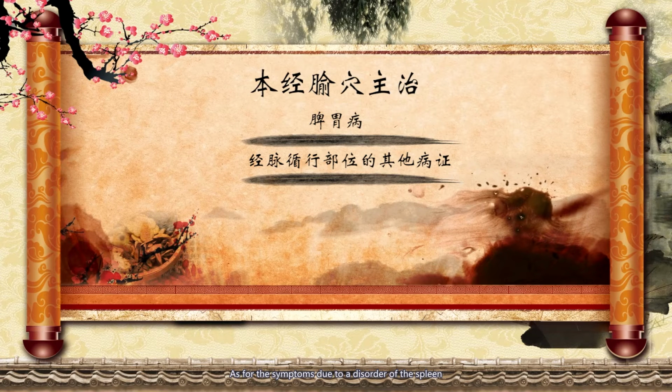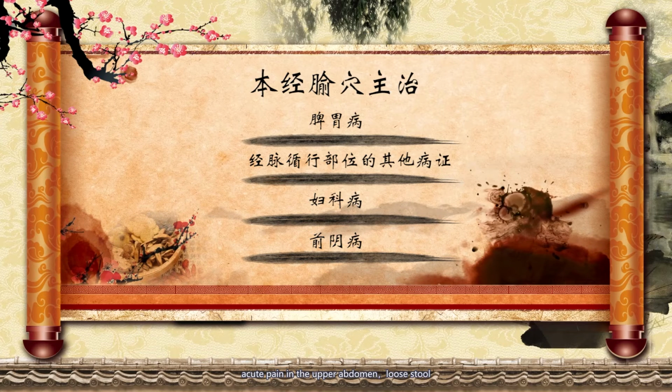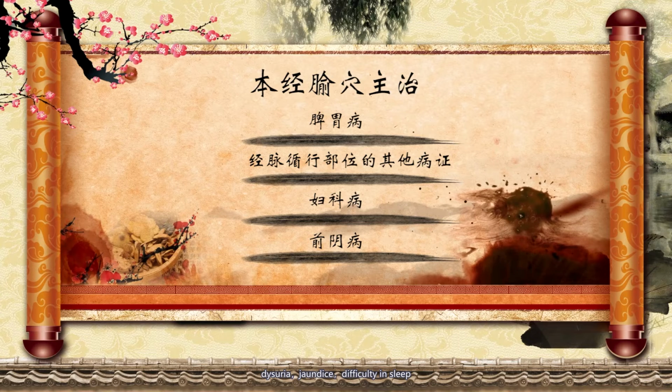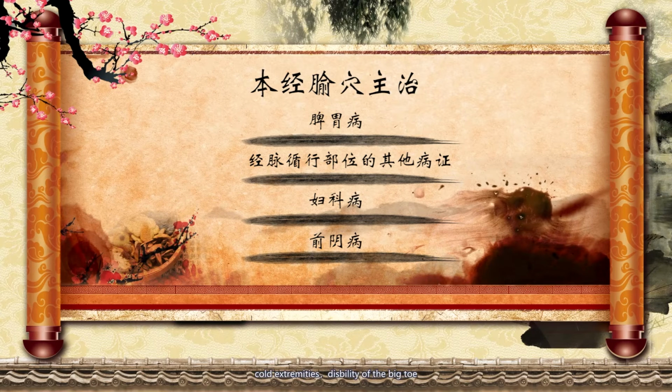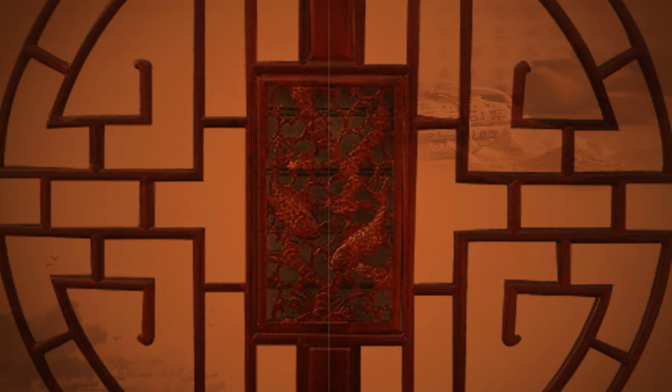As for the symptoms due to a disorder of the spleen: pain in the tongue root, akinesia, vexation, acute pain in the upper abdomen, loose stool, dysuria, jaundice, difficulty in sleep, sweating, and on the medial side of the thigh and the lower leg, cold extremities, disability of the big toe. The spleen meridian mainly treats spleen diseases, stomach diseases, gynecological diseases, external genitalia diseases, and other diseases in this meridian. Make a summary of the spleen meridian.